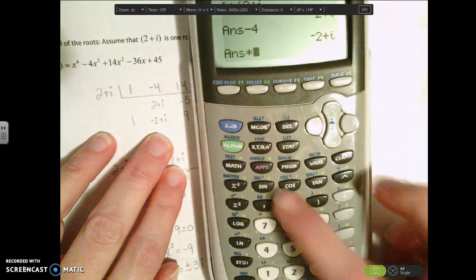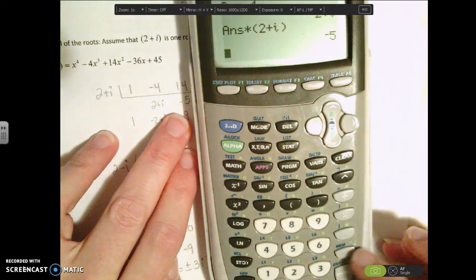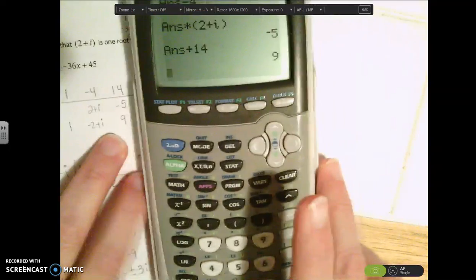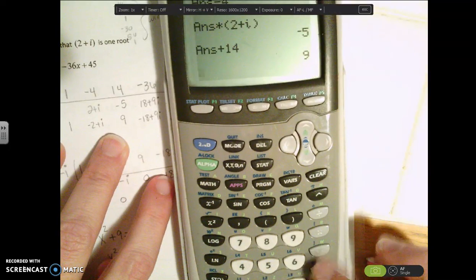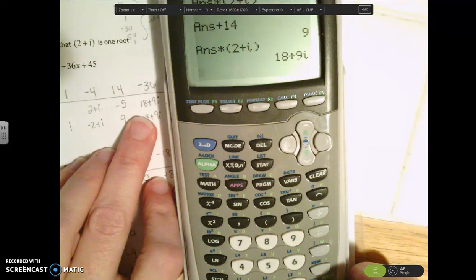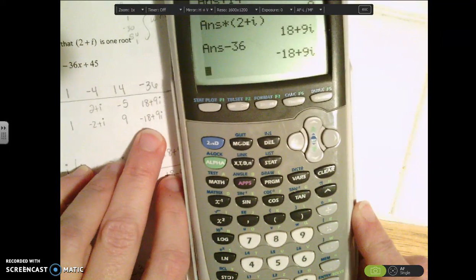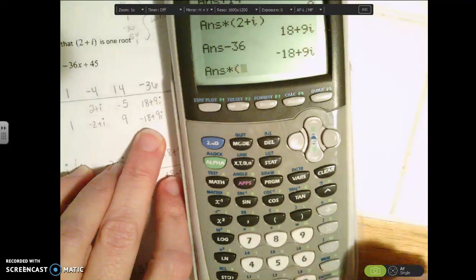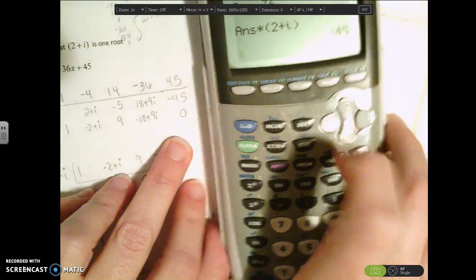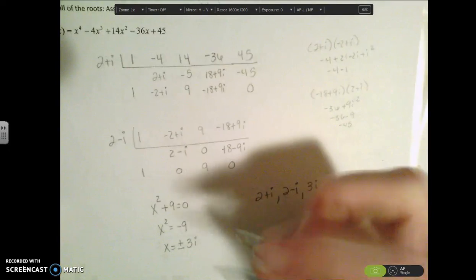And now I'm going to multiply that by 2 plus i. And I get negative 5. And then I'm going to add the 14. And I get the 9. And then I'm going to do 9 times 2 plus i. And I get 18 plus 9i. And then I'm going to do the minus 36. And I get negative 18 plus 9i. And then I'm going to multiply that by 2 plus i again. And I get negative 45, and that comes out to be 0. So I used my calculator to help me come up with this. It just makes it a lot easier than having to do the math by hand.